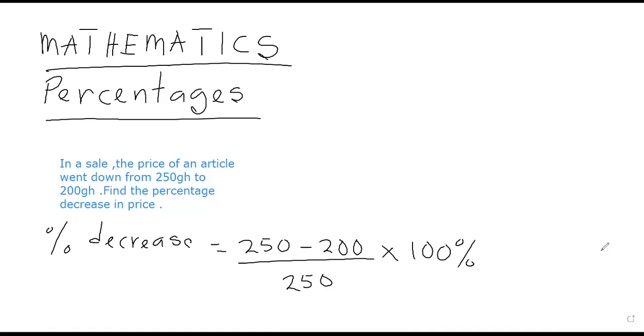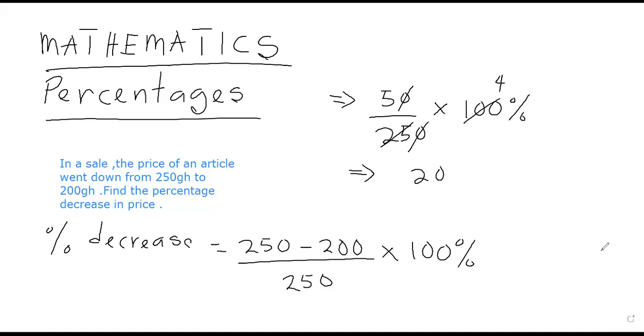Now 250 minus 200 should give us 50 out of 250 times 100%. So 0 will cancel 0. Now 25 times 4 will give us 100. Then 5 times 4 gives us 20%. So the percentage decrease in price is 20%.